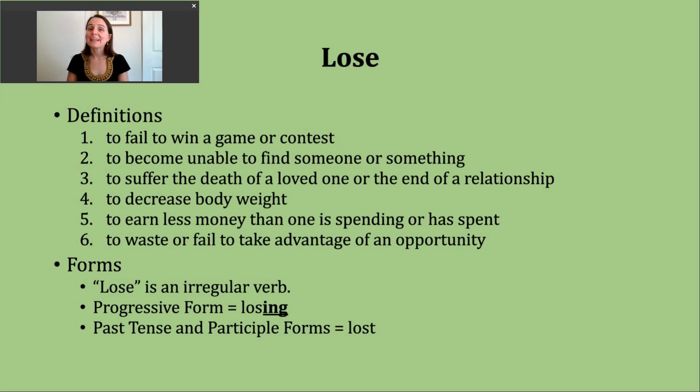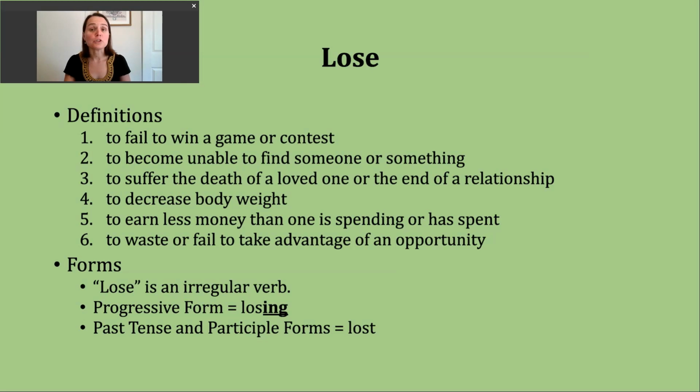The first way you might hear lose used is to mean to fail to win a game or contest. So this particular verb was chosen today because of its connection to sports, athletics, and the ongoing Olympics. You might hear about a team or person failing to win. So you can think of lose as sort of the opposite of win.